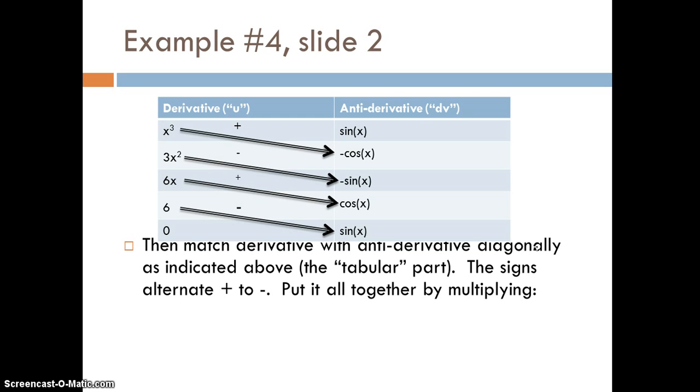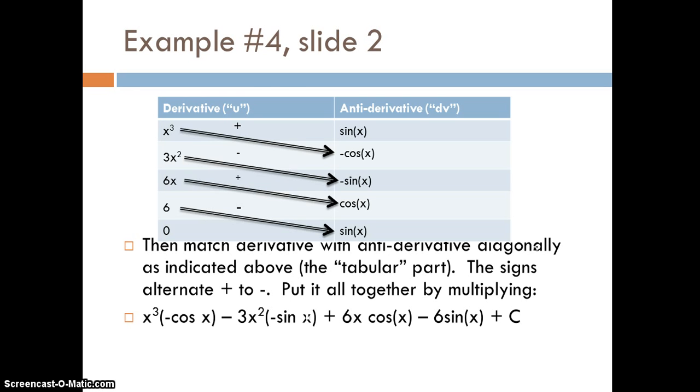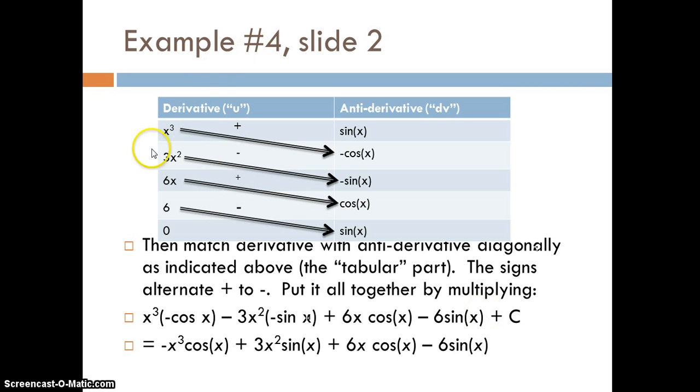That's the tabular part. We're writing this in a table. Again, the signs alternate from plus to minus, and we put it all together by multiplying: x cubed times negative cosine of x, minus 3x squared times negative sine of x, plus 6x times cosine of x, minus 6x sine of x, plus c. And you notice, bam, we're done. All we had to do was organize our thoughts in a way that made this easy.